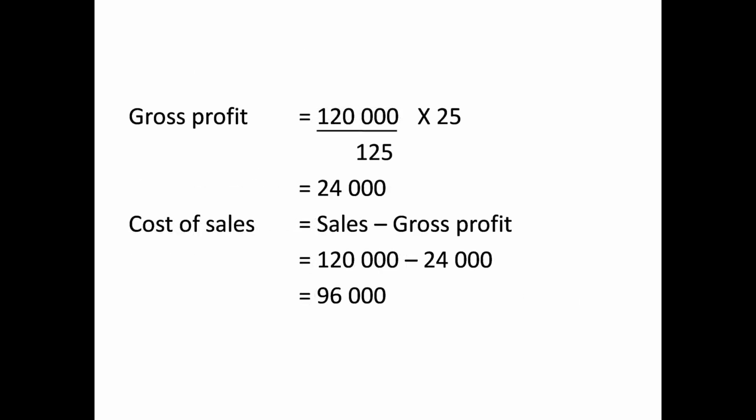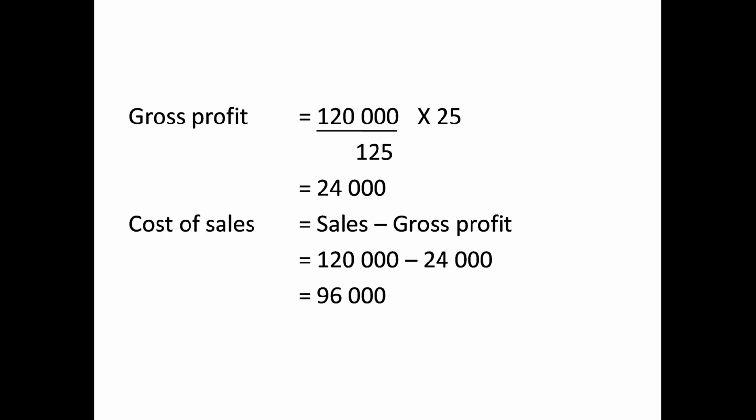Now look at this calculation. We are going to calculate the gross profit. Actual sales value 120,000. The assumption sales value is 125. And the assumption for gross profit is 25.